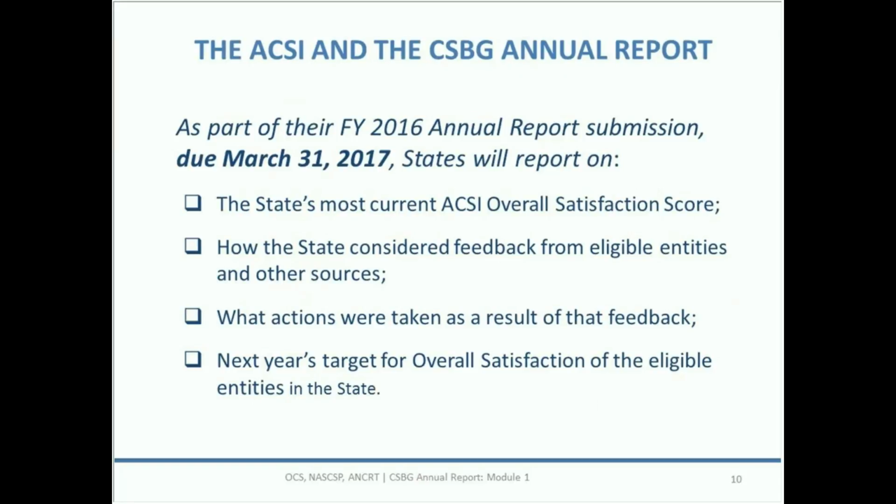So in terms of the annual report, this is a piece that will be due March 31st, 2017. So you'll basically be reporting on data that you've already received, and you will be reporting on feedback that you gave to the eligible entities, and how you considered the feedback that you got from the surveys. Next year's overall satisfaction of the eligible entities in the state, again, you'll be giving a target, and you should look at IM 150 to do that.